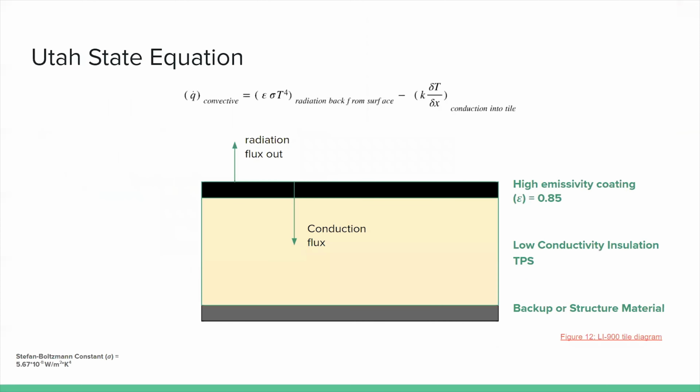The equation used by Utah State for convective heat transfer is as appears on screen. That convective heat transfer equation also includes the heat transfer rates for conduction and radiation.